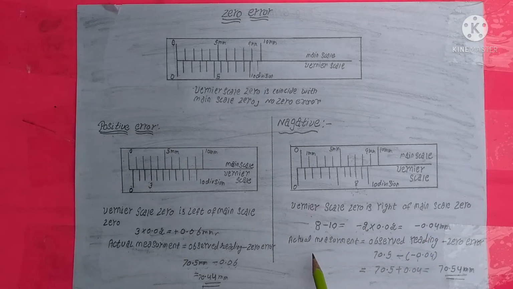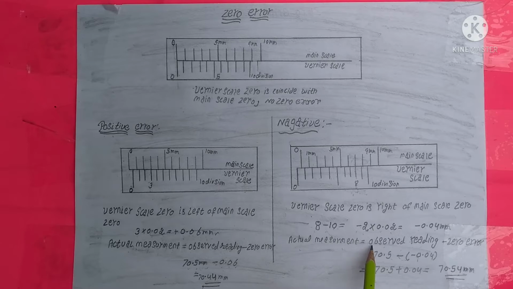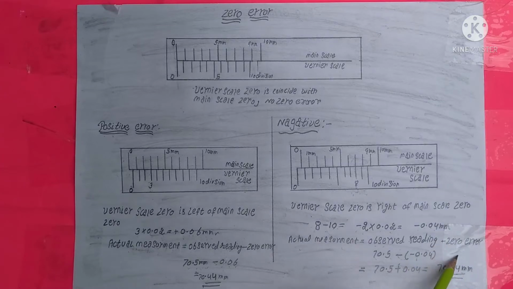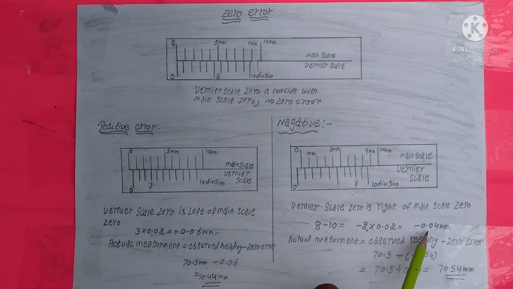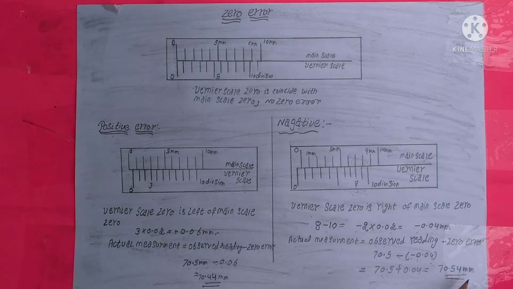Again, how to calculate the actual value of the measurement? The actual measurement is equal to the observed reading minus zero error, and the observed length of the wooden block is 70.5 minus the zero error. Here our zero error is -0.04. After solving it, the result comes out to be 70.54 mm. So this is the actual value of the wooden block after removing the negative error from the vernier caliper.